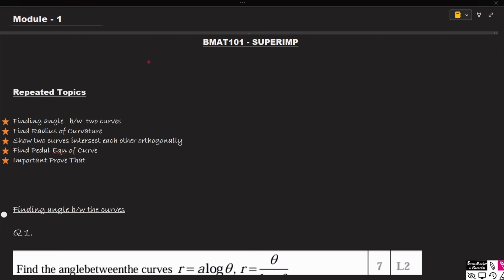We are going to discuss mathematics for the CSE stream, super important questions. These are the 5 topics which are really important in this module and are the most repeated ones in the VTU examination. So the first question is finding the angle between the curves. So let's get into it.